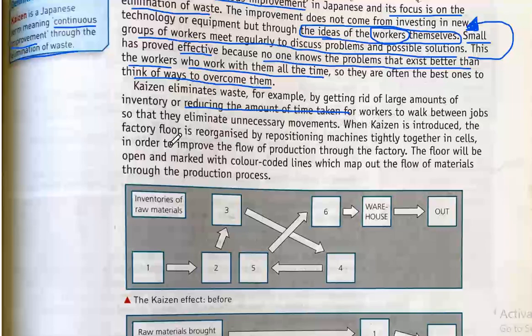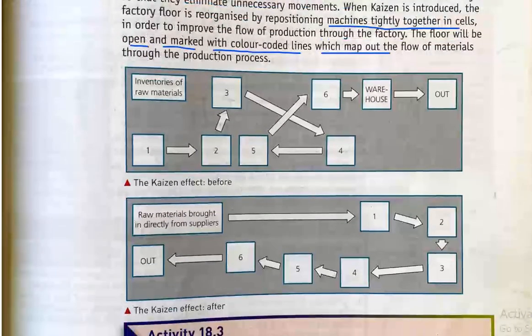When Kaizen is introduced, the factory floor is reorganized by repositioning machines tightly together in cells. In order to improve the flow of production through the factory, the floor will be open and marked with color-coded lines which map out the flow of material through the production process. So this is an example of a problem that faced this factory, and they asked the employees to state the problems they face and how to overcome them. So the Kaizen effect before and the Kaizen effect after. The employees said there's a lot of movement for employees. The factory floor is not organized.